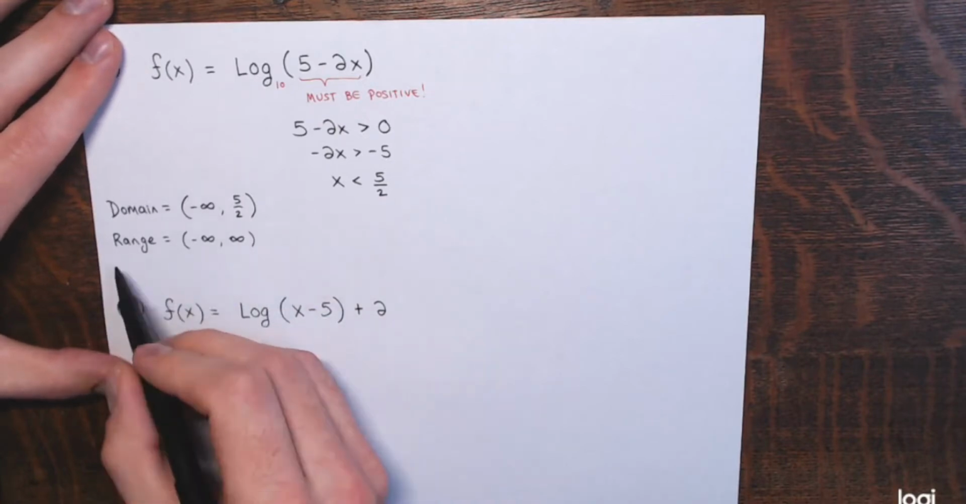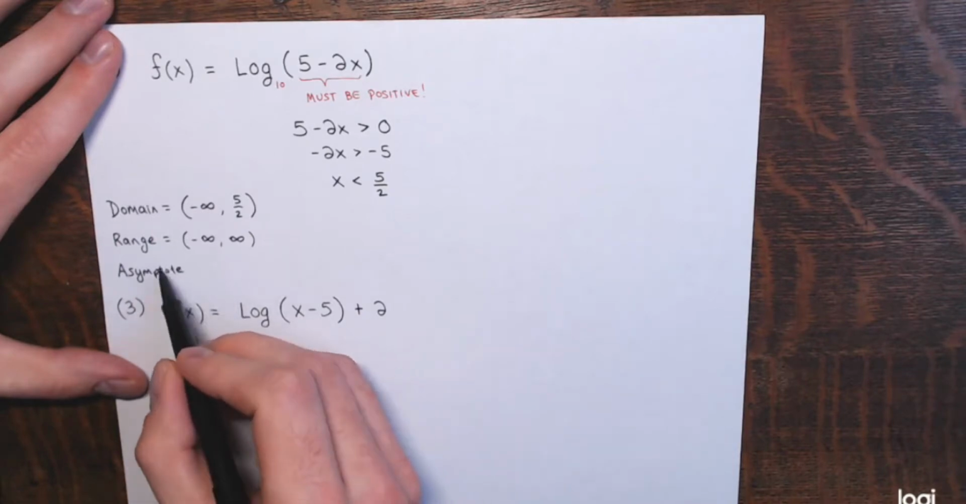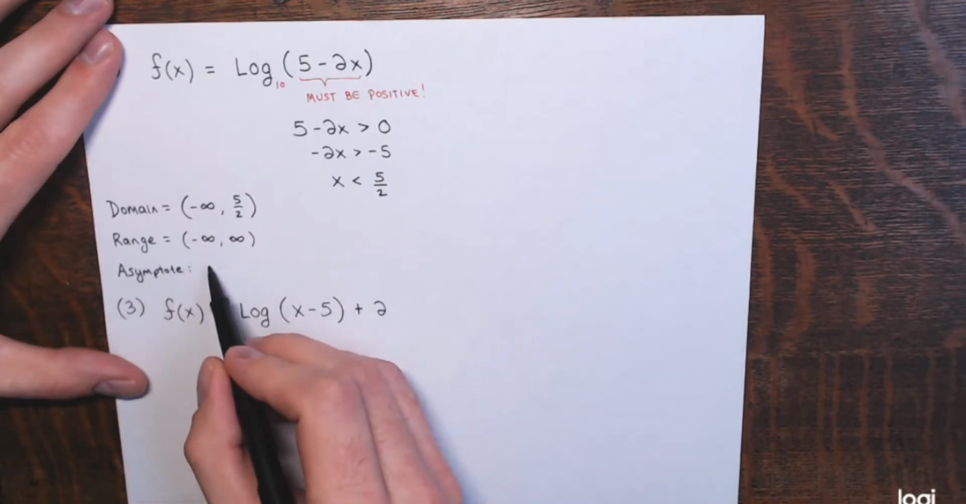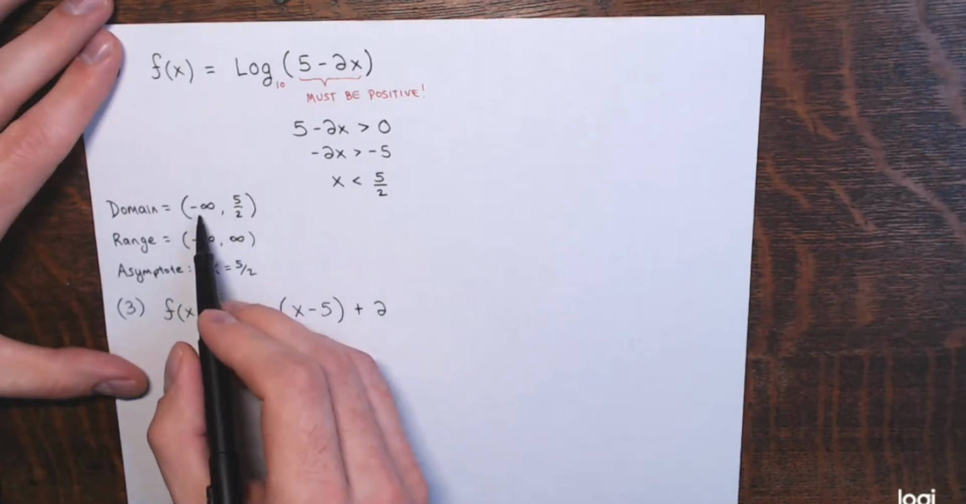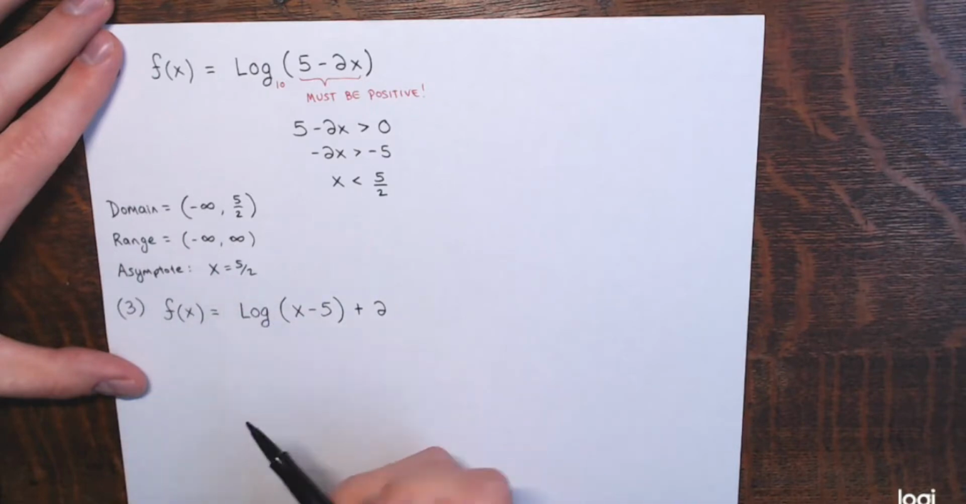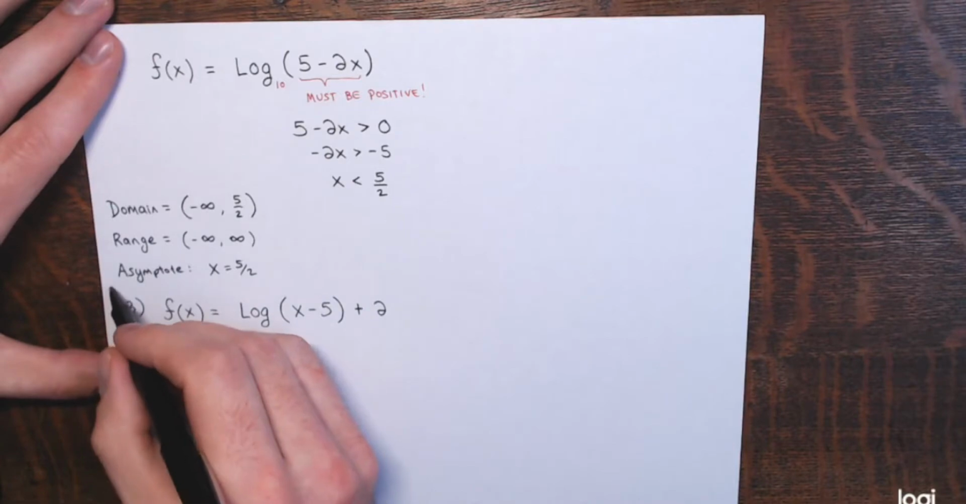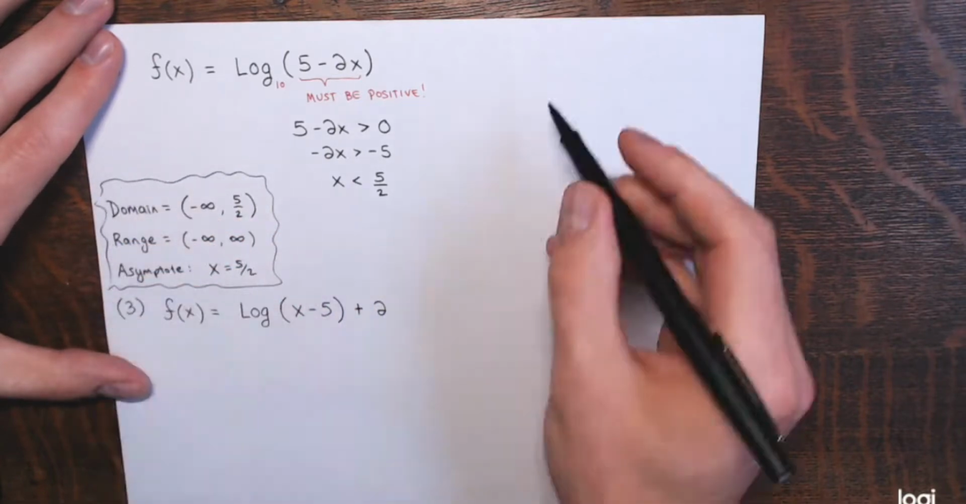And then the asymptote, right, the asymptote is going to be x equals 5 halves. Because I can only plug in numbers to the left of 5 halves. So x equals 5 halves, x equals 2.5, that's where the asymptote's going to be. And again, that's all they want. All right, now I'm going to do my best to make a rough sketch of this over here.